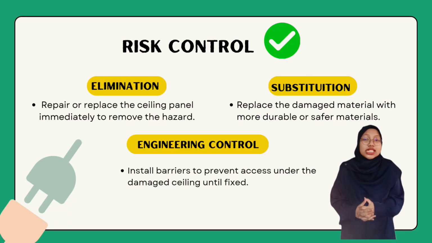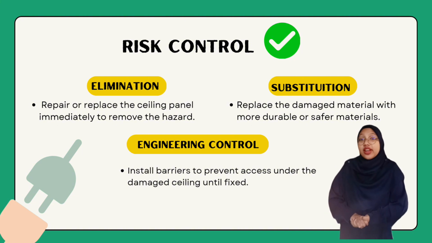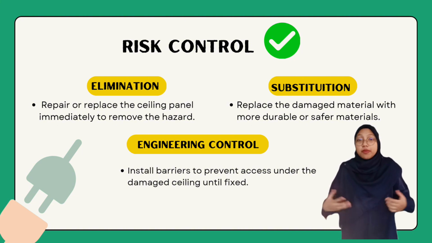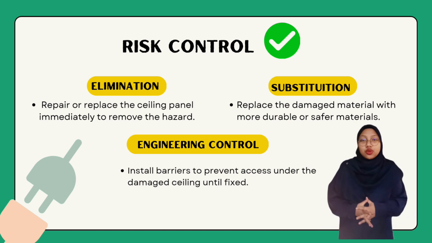For risk control, there is elimination. We can repair or replace the ceiling panel immediately to remove the hazard. For substitution, replace the damaged material with more durable or softer material. And then engineering control: install a barrier to prevent access under the damaged ceiling until fixed.